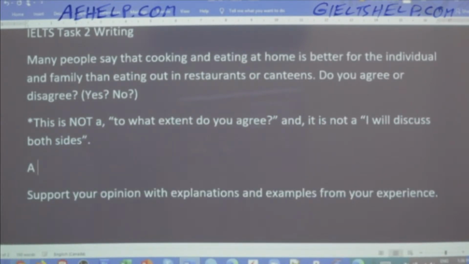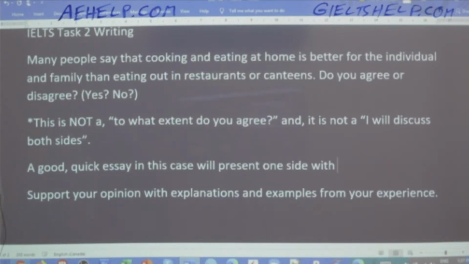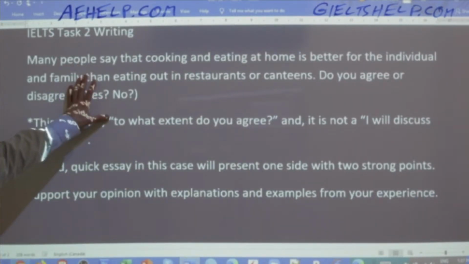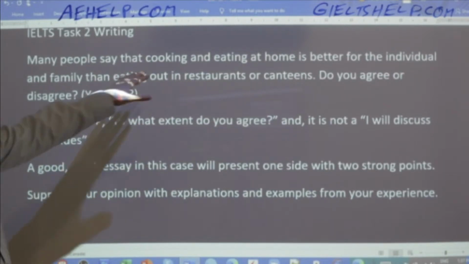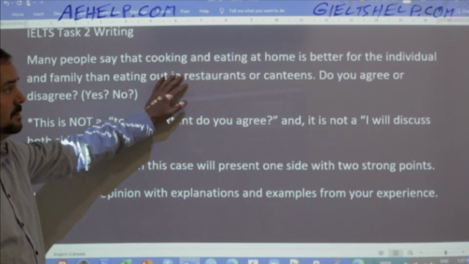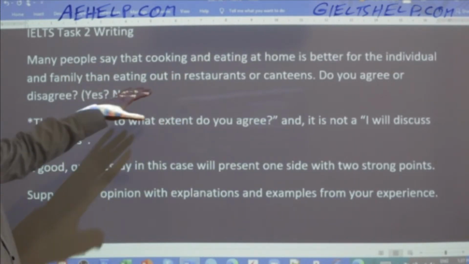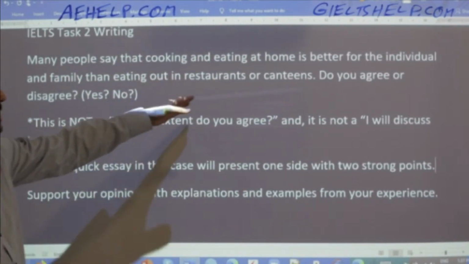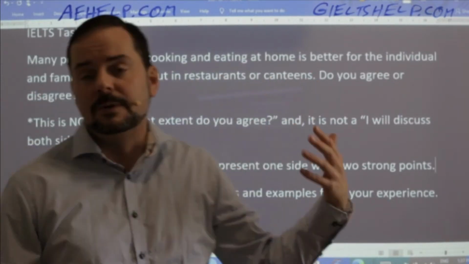So a good, quick essay in this case will present one side with two strong points. Okay, does everybody see that? So do you see how for this question, you either want to say, yes, cooking and eating at home is better for reason A and for reason B. Or you can say, I disagree, going out to restaurants is better for reason A or reason B.